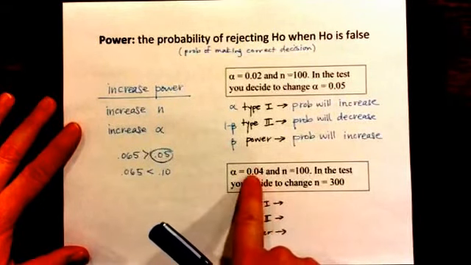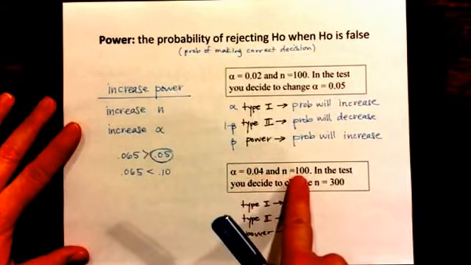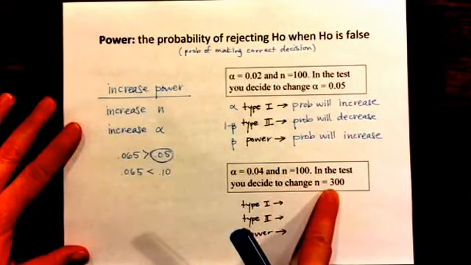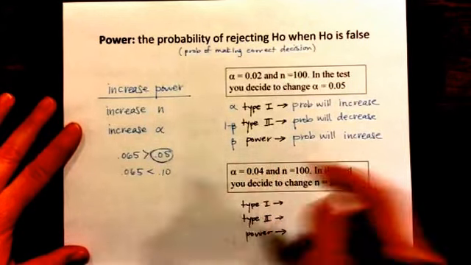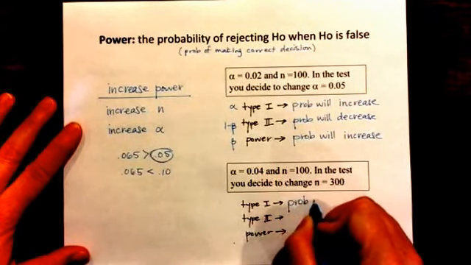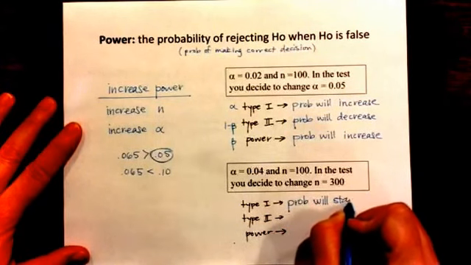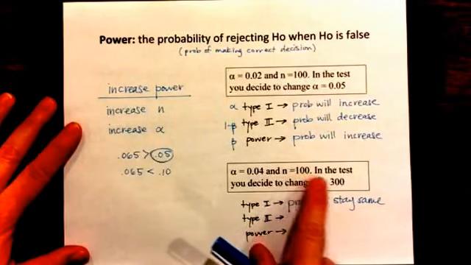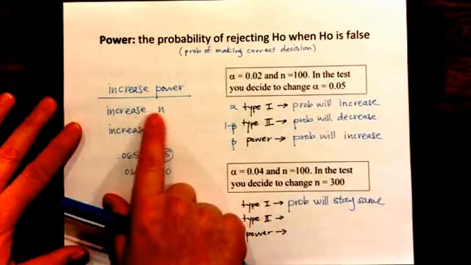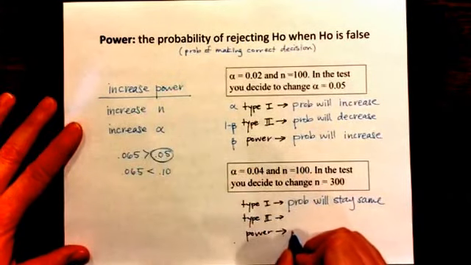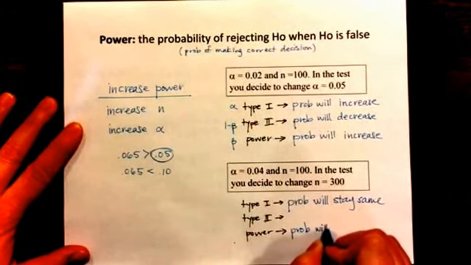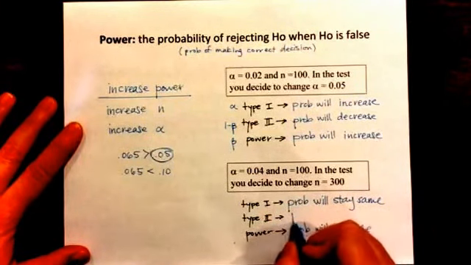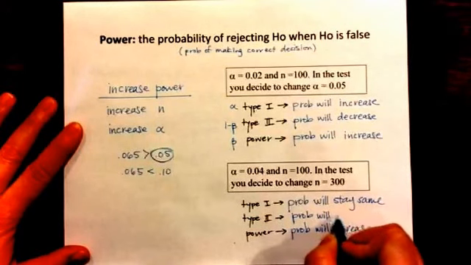Okay, so in this problem we went from alpha of 0.04 and a sample size of 100, and this time we're going to change the sample size and leave the alpha alone. Since the alpha stayed exactly the same, the probability is going to stay the same. All right. We increased the sample size from 100 to 300, and we said right here that increasing the sample size increases the power. So this probability will increase. And these are complements of each other, so this probability will decrease.